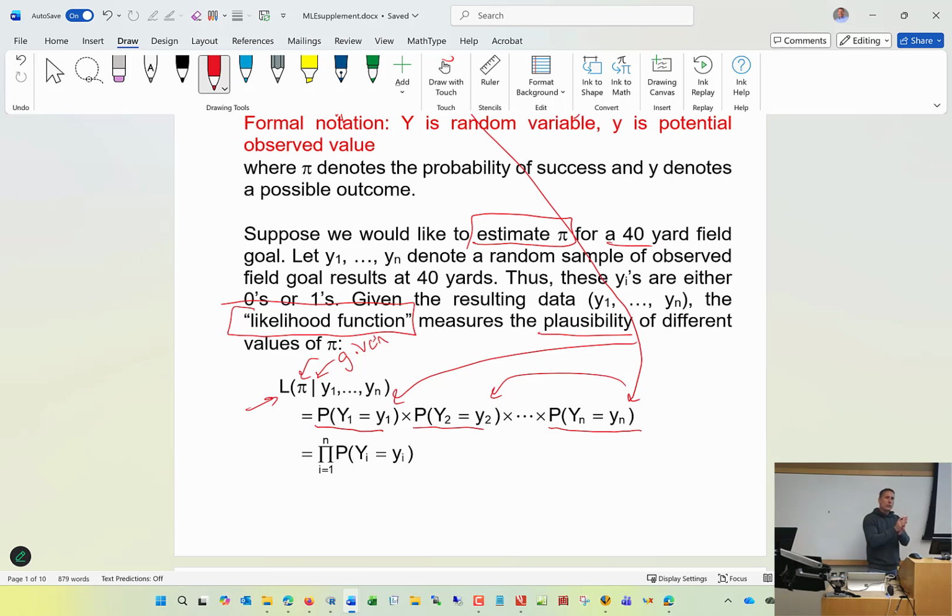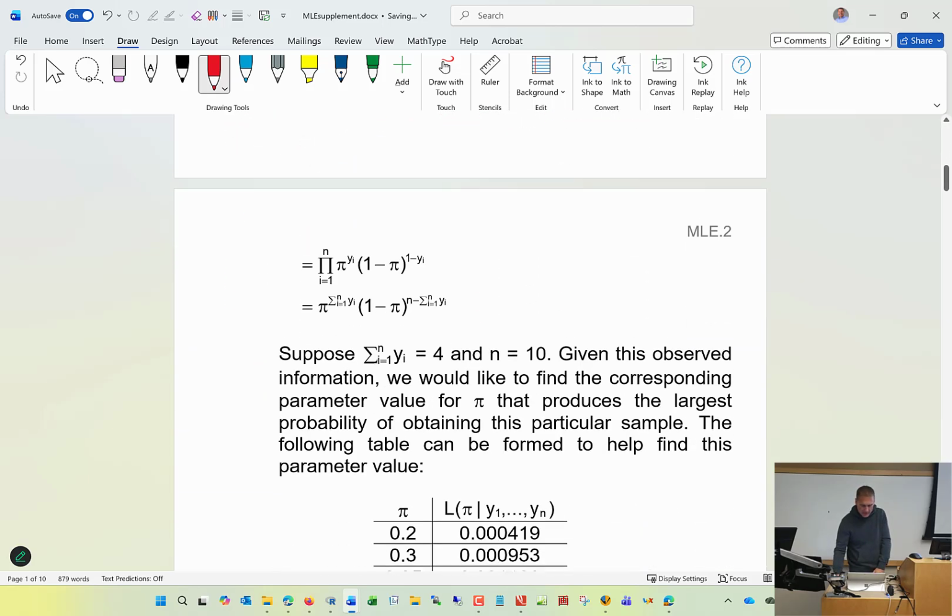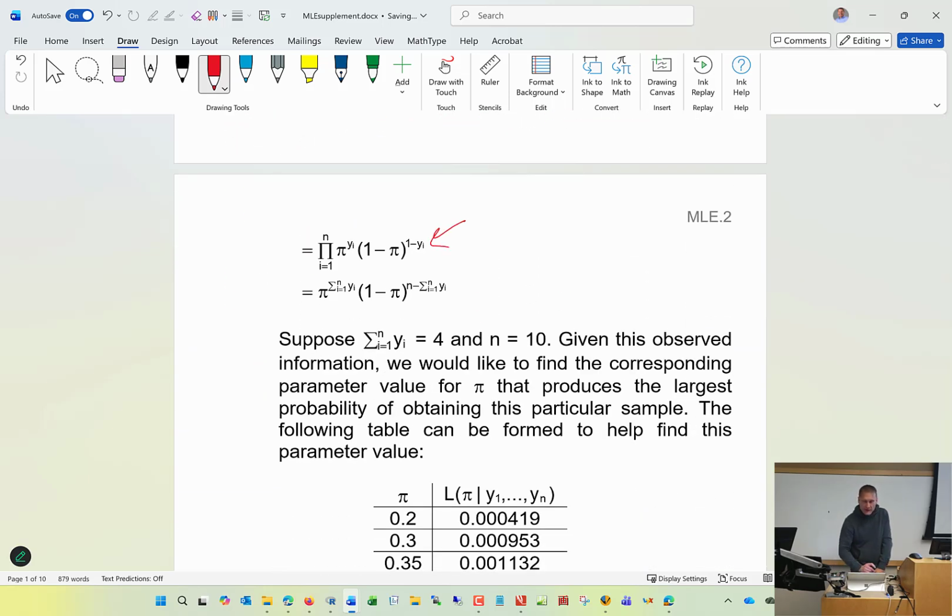A more compact way to write this is to use product notation, similar to summation notation. Product notation uses the uppercase pi. It's not connected to the little pi that we were using there. This is just standard mathematical notation. So I take the product from i equal 1 to n of the probability of y sub i is equal to little y sub i. I plug in what that probability distribution is, do a little algebraic simplification, and this is what I get.